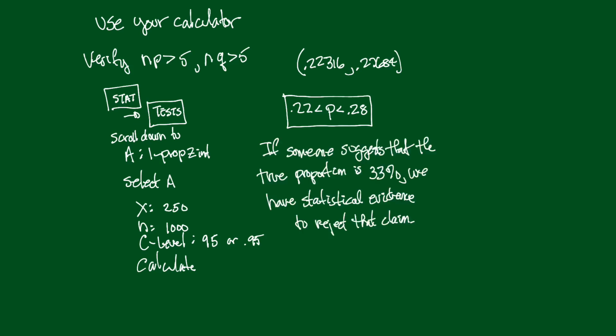Just to note, we are saying that there is a 95% chance that this interval actually contains the true proportion. So we think there's a 95% chance that any number in here could be the true proportion. So if somebody suggests that the true proportion is 33%, we could reject that claim because our interval goes from 22 to 28. We have statistical evidence that this is too high.